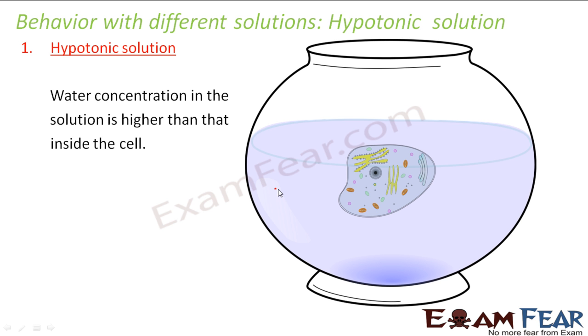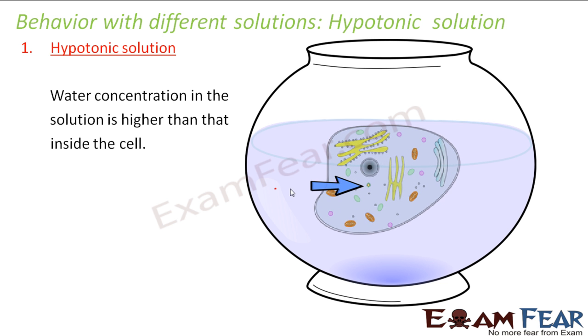Right? So in this case, what will happen? Flow of water will take place from which direction to which direction? As per the principle of osmosis, water will move from higher concentration towards lower concentration. Now outside is higher concentration and inside the cell is lower concentration, right? So how will the water flow? The water will flow from outside to inside of the cell.